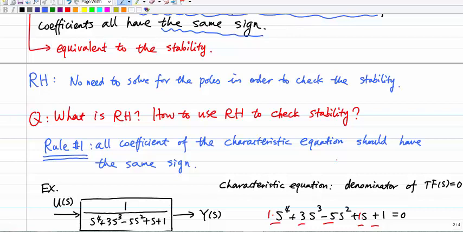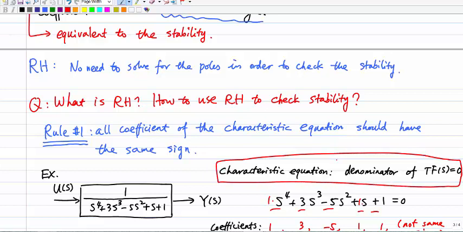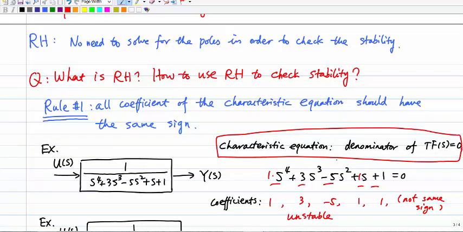First of all, what is a characteristic equation? This is the definition: the characteristic equation is the denominator of the transfer function set equal to zero. For example, if I give you a system with transfer function 1 over s to the 4th plus 3s cubed minus 5s squared plus s plus 1, setting the denominator to 0 gives s to the 4th plus 3s cubed minus 5s squared plus s plus 1 equals 0. Rule number 1 says all coefficients of the characteristic equation should have the same sign.